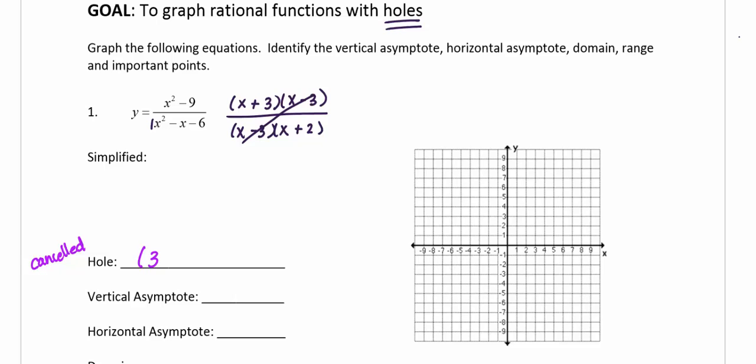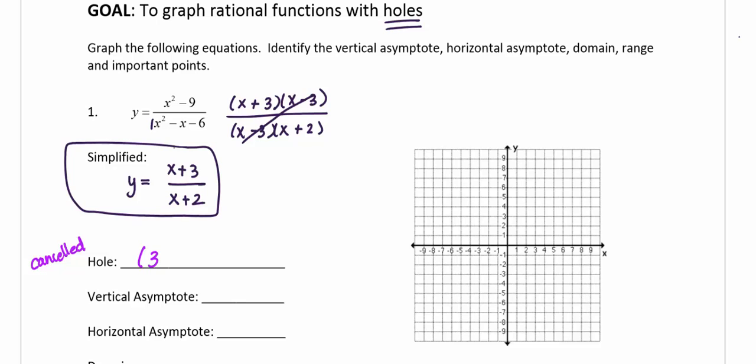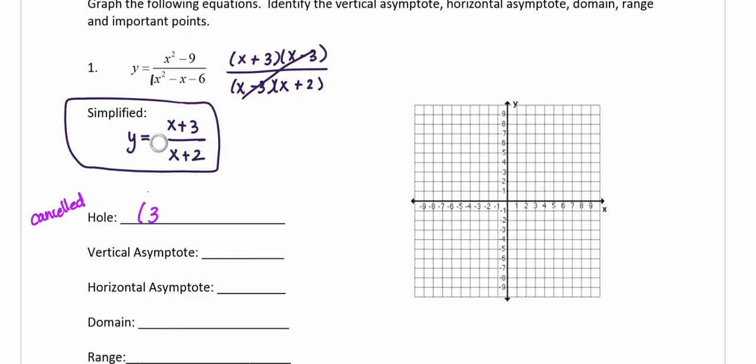So before we finish up that hole, let's write our simplified version. It's x plus 3 over x plus 2. And this is what you're going to use to find everything else pertaining to this problem. So the only thing that we used from earlier is the hole. So now we need to find the y value of the hole, because your hole is always an ordered pair. So I'm going to use this simplified equation and I'm going to plug in x. So y equals 3 plus 3 over 3 plus 2 is 6 over 5, which is about 1.2.